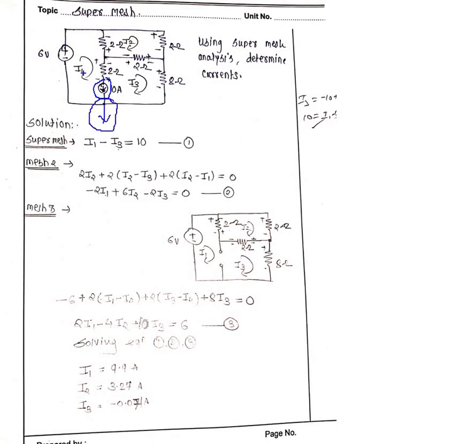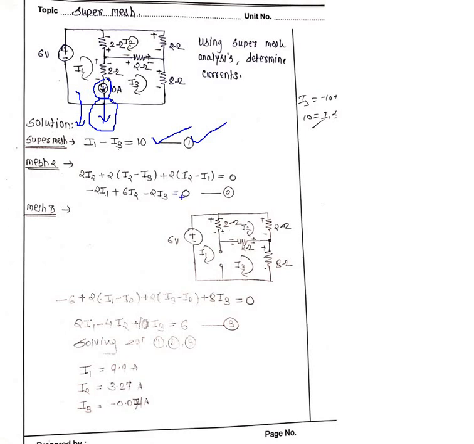How is I1 coming? I1 is coming in the same downward direction. So I1 minus I3 is equal to 10. That is very important to write. I1 minus I3 is equal to 10. That's all. Once equation number 1 is framed, remove the current source.